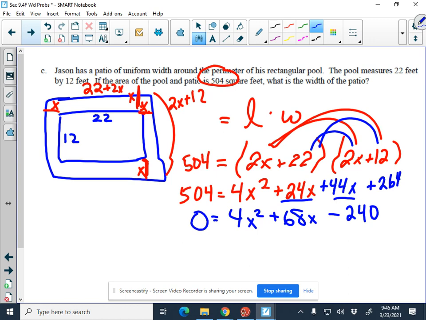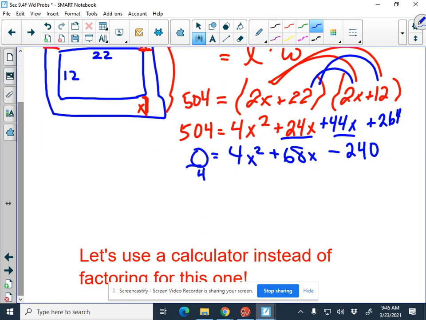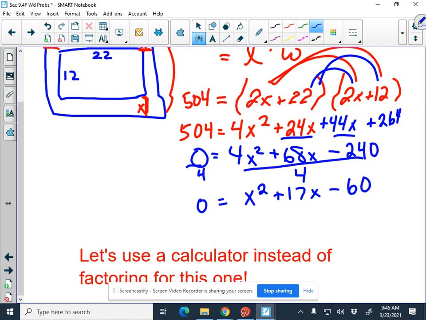All right. I'm going to try to divide everything by 4 to make life easier. I don't like to use big numbers, okay? And I should have used the calculator. I guess I used the calculator for it. So this one, 0 equals x squared plus 17x minus 60. Let's use a calculator instead of factoring this one.